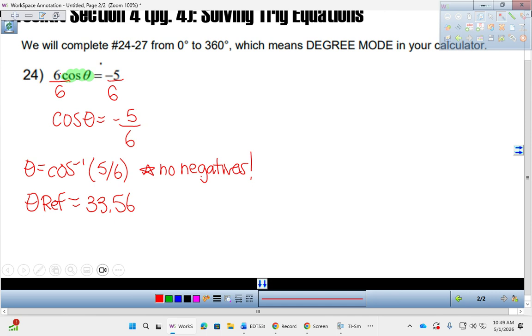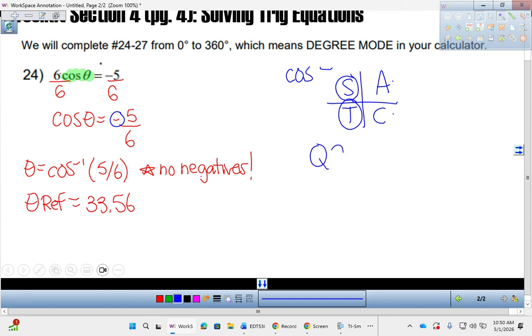All right, so from here, I'm going to run in All Students Take Calc for where cosine is negative. Negative because of this. Cosine is negative 5/6. So where is cosine negative? Well, it's positive in 1 and 4, which must mean it's negative in 2 and 3. So I'm going to have a quadrant 2 answer and a quadrant 3 answer.